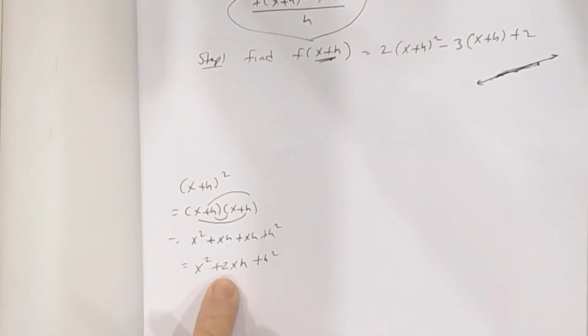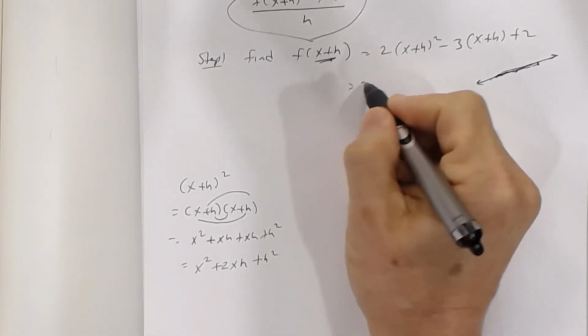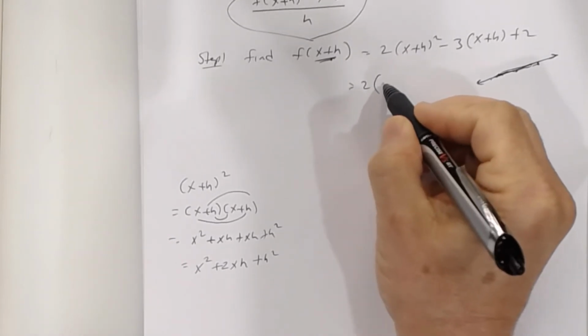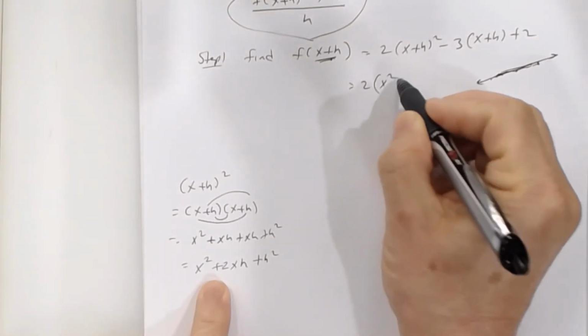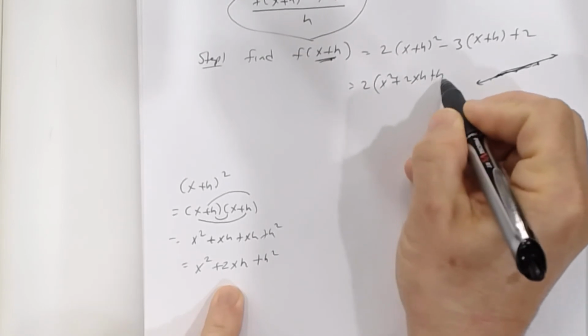that x squared, when you substitute x plus h squared, isn't it always going to be this expression right here? Yeah. So if you can remember that x plus h squared is x squared plus 2xh plus h squared, then all you do is here just say 2 times what? X squared plus 2xh plus h squared.